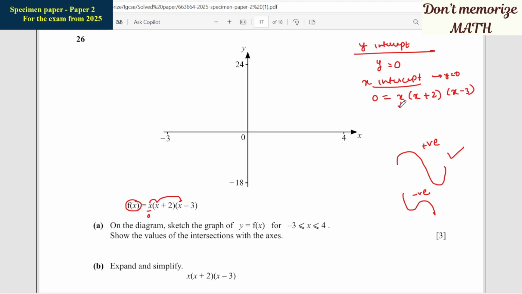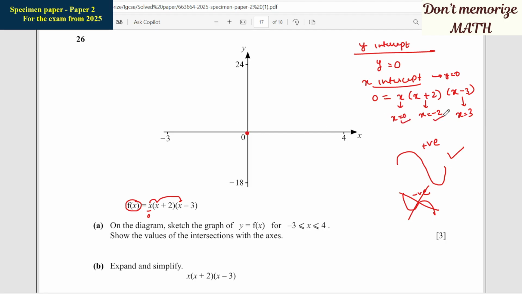So either this one must be equal to 0, or this one must be equal to 0, or this must be equal to 0. So either x is equal to 0, or x plus 2 is 0 means x is equal to minus 2, or x minus 3 is 0 means x is equal to 3. So we'll mark all these points on the x-axis and y-axis, then we will draw. We know the shape of the graph is like this, not this. Y equal to 0 is already marked, that means the graph has to pass through this point. Then x equal to 0, it has to pass this point also.